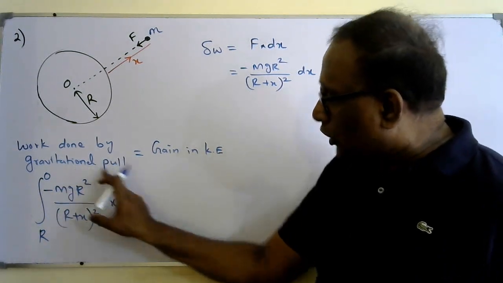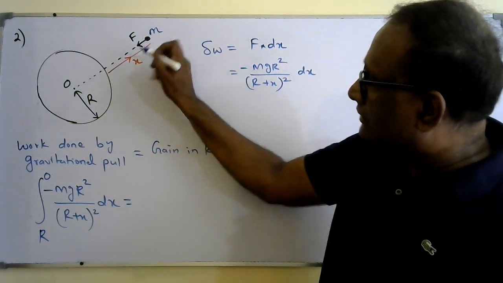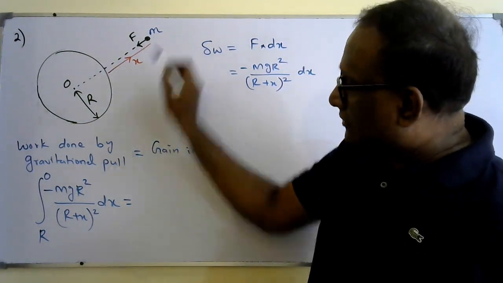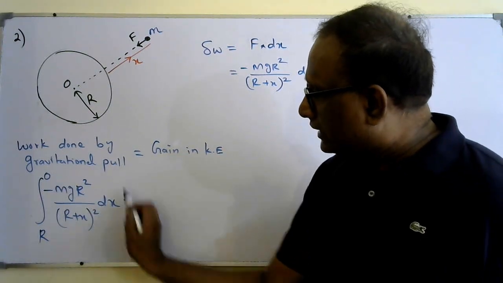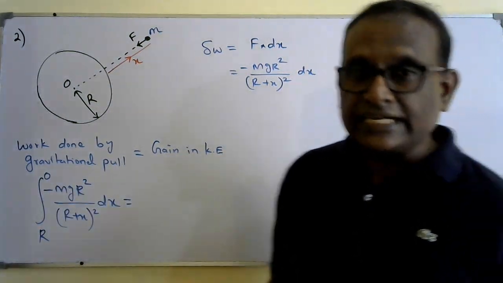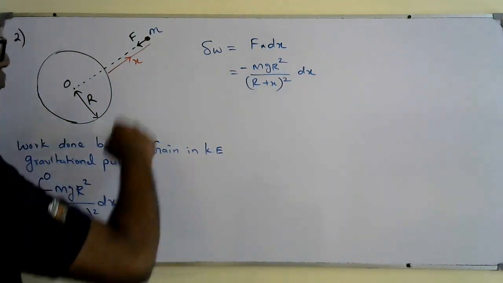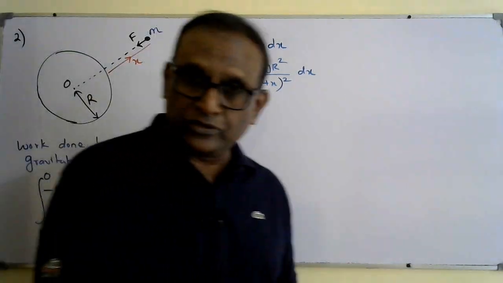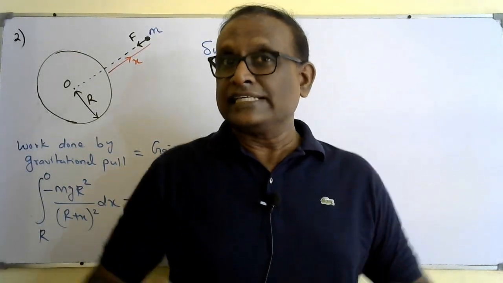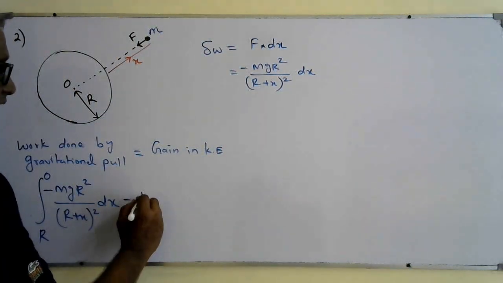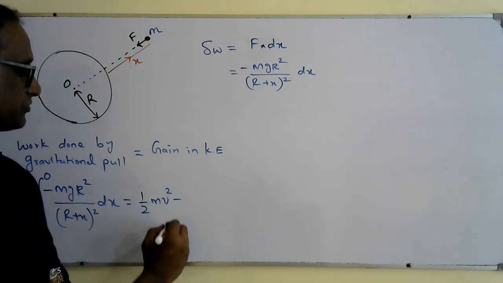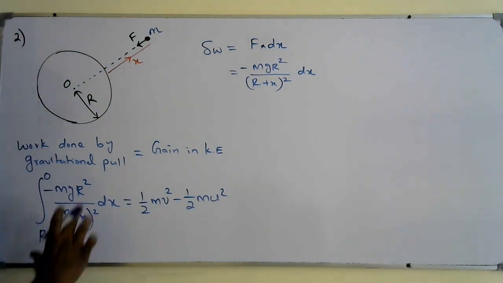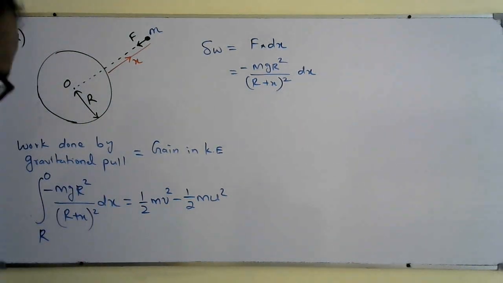So the total work done when it moves from a distance r above the surface of earth to the surface provides a gain in kinetic energy. How much is it? Initially at distance r, the kinetic energy is half mu squared. Now it is half mv squared, which has increased. So the gain in kinetic energy is half mv squared on the surface of earth minus half mu squared at distance r. Solve it. That's all. When you solve it, you will get the final answer.